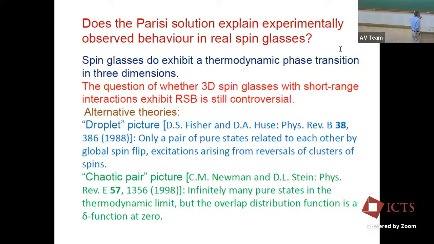The symmetry of the problem is that if I change the signs of all the sigmas, then the energy doesn't change. So this is the up-down symmetry that you have in the Ising Hamiltonian. And that says that if you have a phase where you have positive magnetization, then you must have another one with negative magnetization, which you get by reversing all the spins. So there are only these two pure states. That is the assumption in the picture that is developed by Fisher and Hughes.